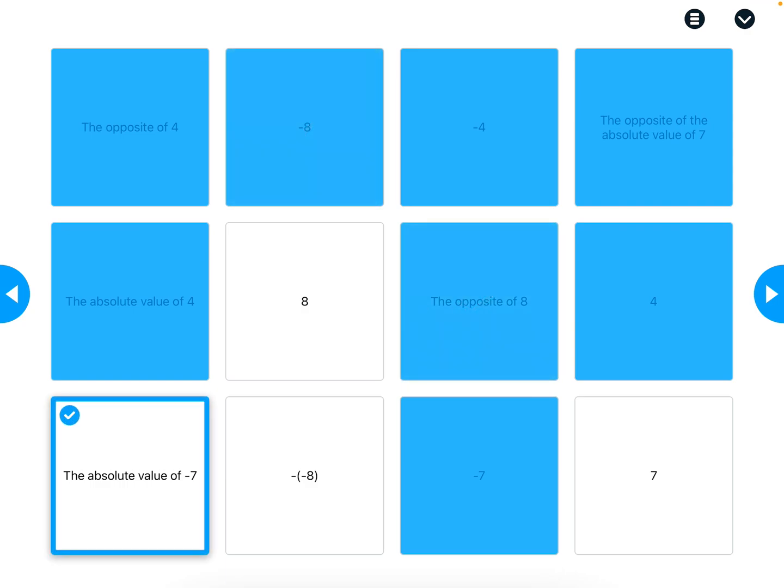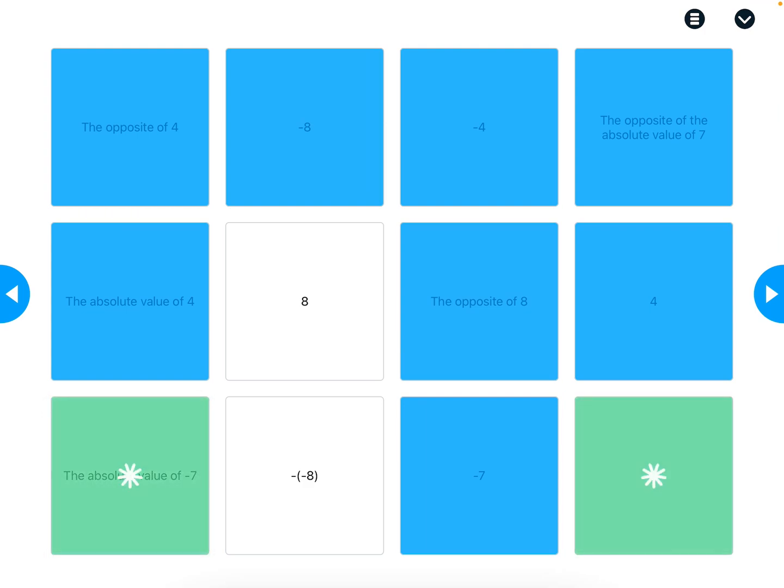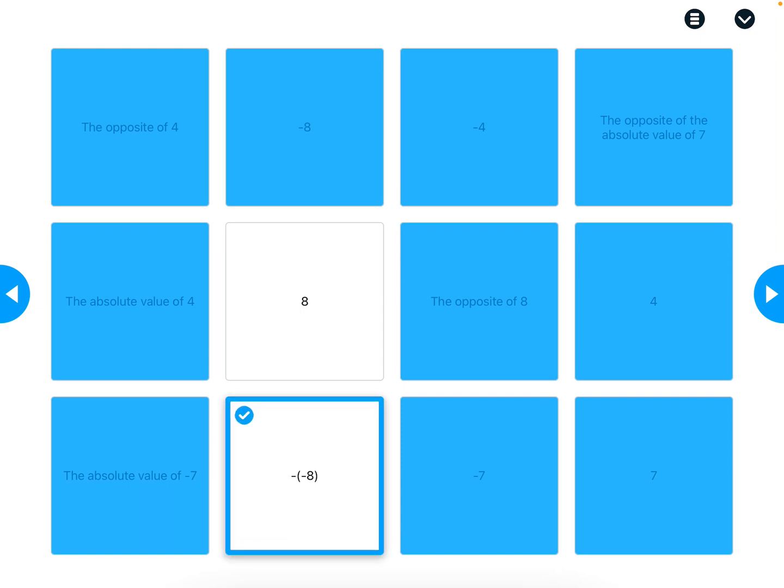Down in the bottom left-hand corner, the absolute value of -7. How far is -7 away from 0? It's 7 away. And finally, these last two, they are matching. If you look at the bottom one, it has a negative parentheses -8. So remember, parentheses are grouping symbols. They're different from absolute value. So you would say that the opposite of -8 would be +8.